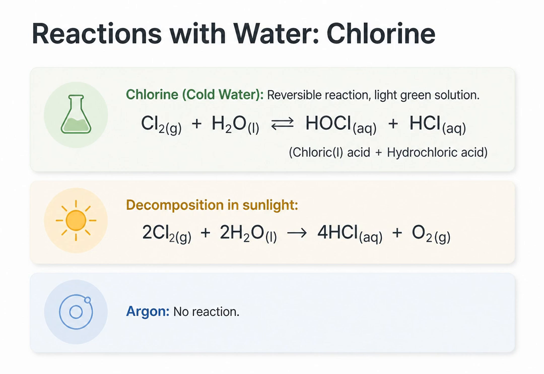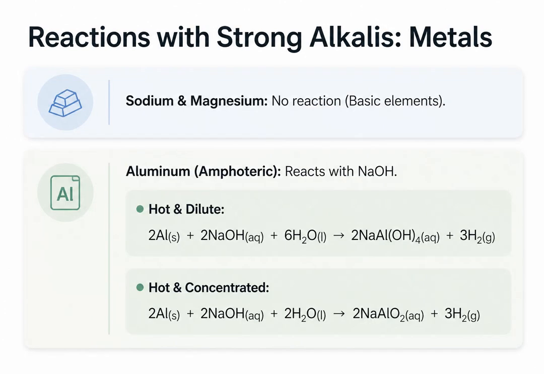Argon, being a noble gas, does not react with water. Moving on to reactions with strong alkalis like sodium hydroxide. Sodium and magnesium don't react because they are highly electropositive and basic themselves. Aluminum, however, is amphoteric. It dissolves in hot dilute sodium hydroxide to form a tetrahydroxyl aluminate complex, and in hot concentrated alkali, it forms anhydrous sodium dioxoaluminate, releasing hydrogen gas in both cases.